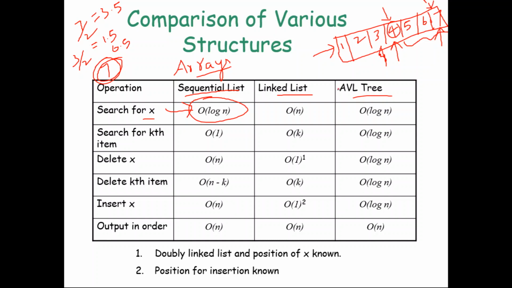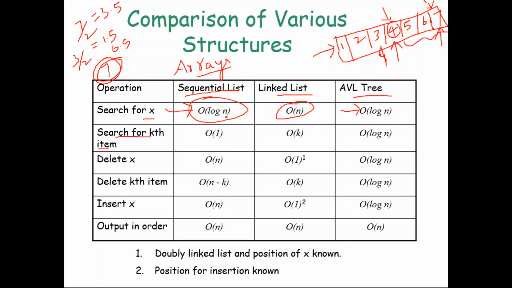Whereas in the linked list, it will take order of n time in the worst case scenario, if the number is in the last location. In an AVL tree, it will always take order of log n time because an AVL tree is a self-balancing binary tree. Okay. Fine.